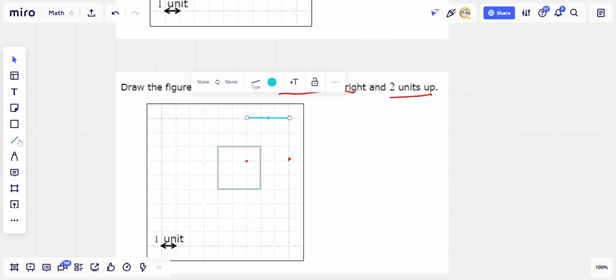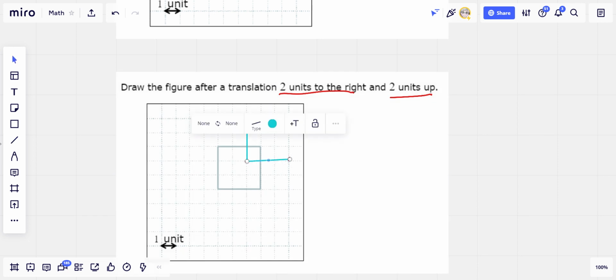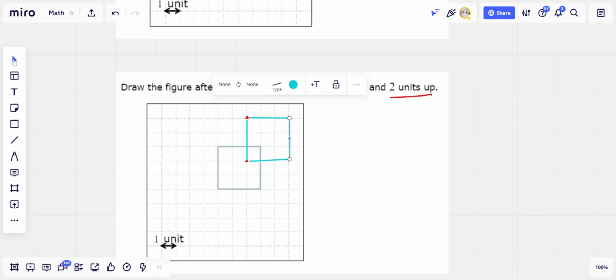Here's one. Okay, almost there. That line wasn't perfect, but that's all right. All right, so there is our square translated two units to the right and two units up. And that is a little bit of work with translation.